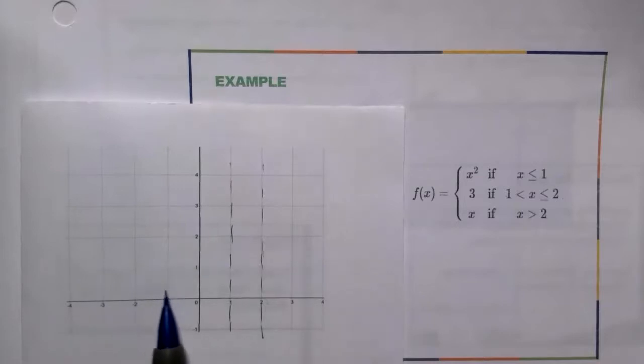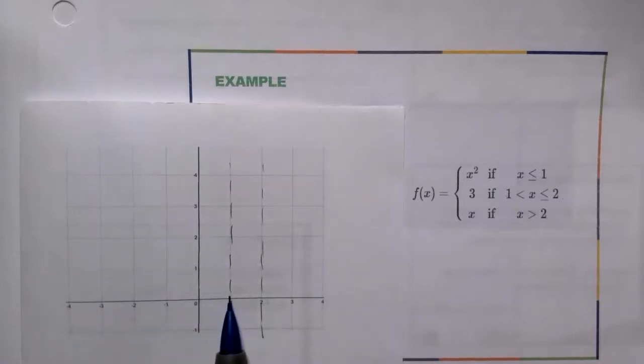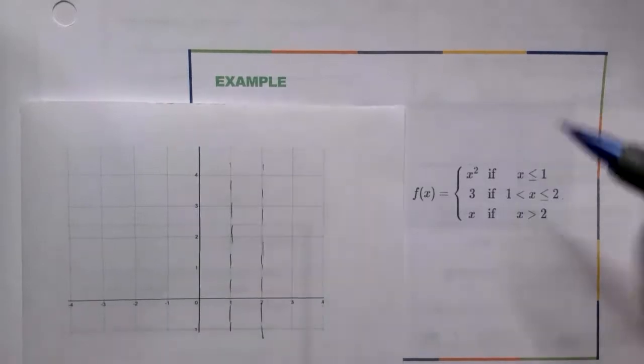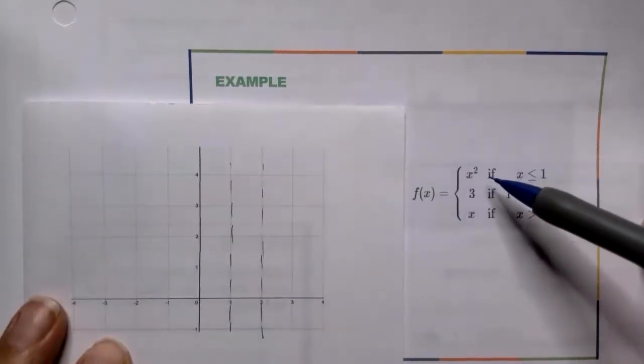So again, I have 3 pieces. x is less or equal to 1 up to here, and then x is between 1 and 2, and x is greater than 2. Okay, so now we can start drawing these lines.